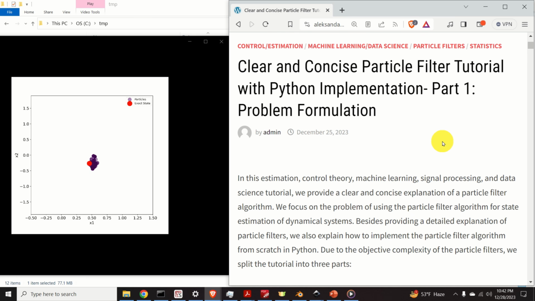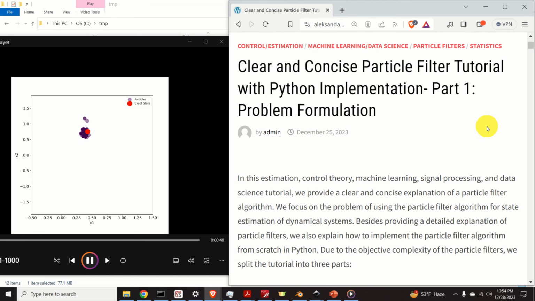in Python. Due to the objective complexity of particle filters, we split the tutorial into 3 parts and 3 separate videos. You're currently watching the first part. In this tutorial part, we define the particle filter estimation problem. We explain what is the main goal of particle filters and what particle filters are actually computing, or better to say, estimating. We also clearly explain the concepts of state transition probability, measurement probability, and posterior distribution.